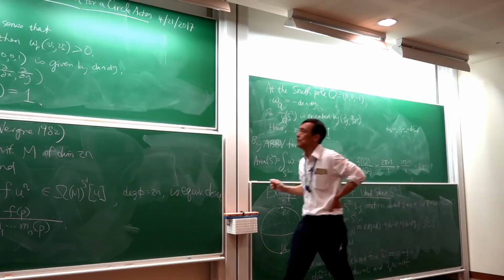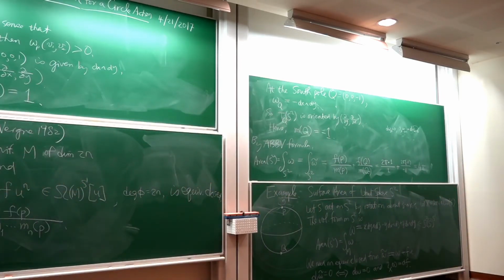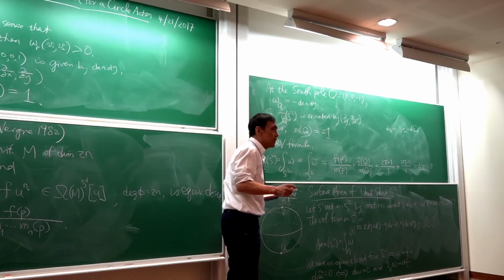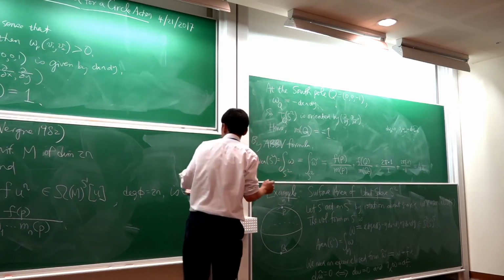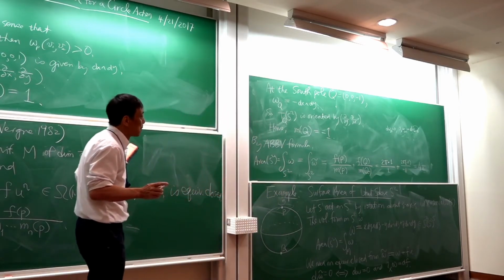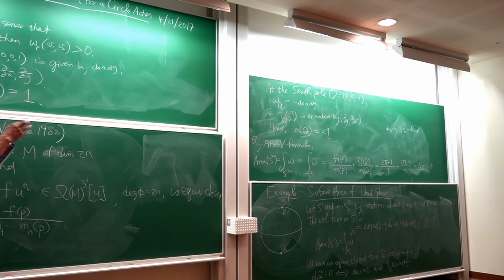Okay, so let's try to prove the formula. Now the thing is that we have to integrate on a small sphere that depends on epsilon, and then you let epsilon go to 0. So there could be a lot of terms. Now there's a trick to deal with that.